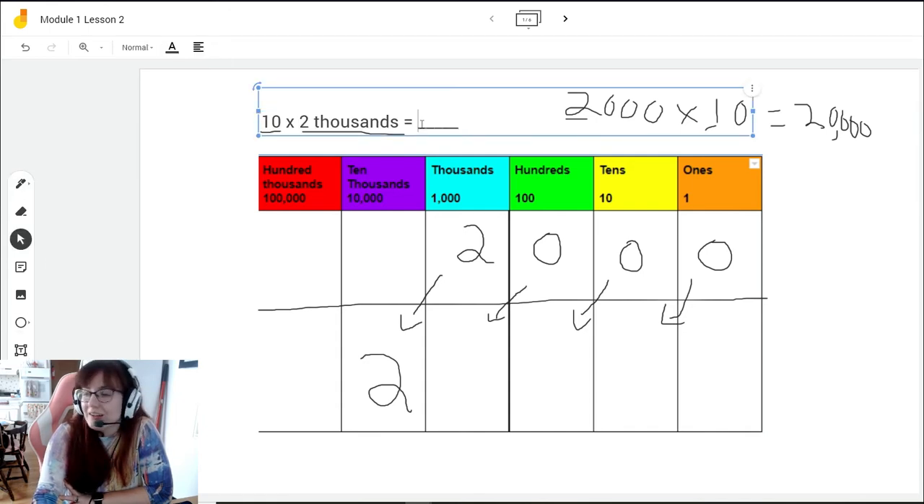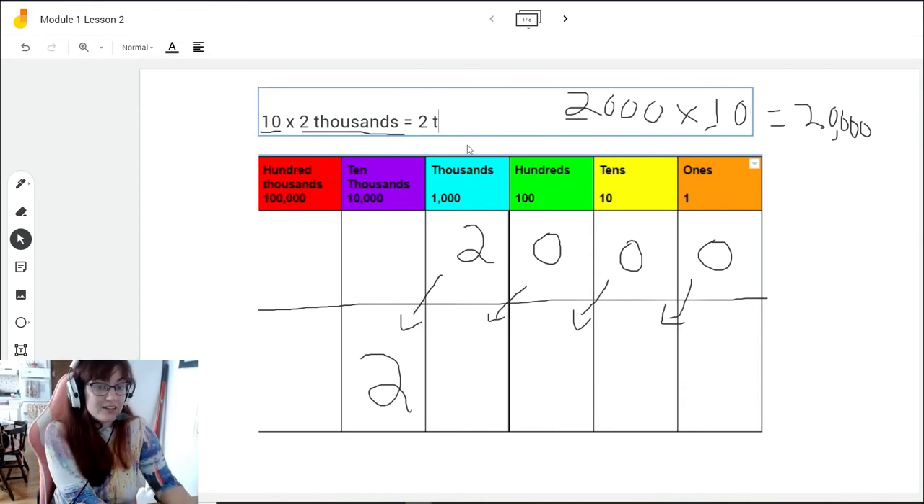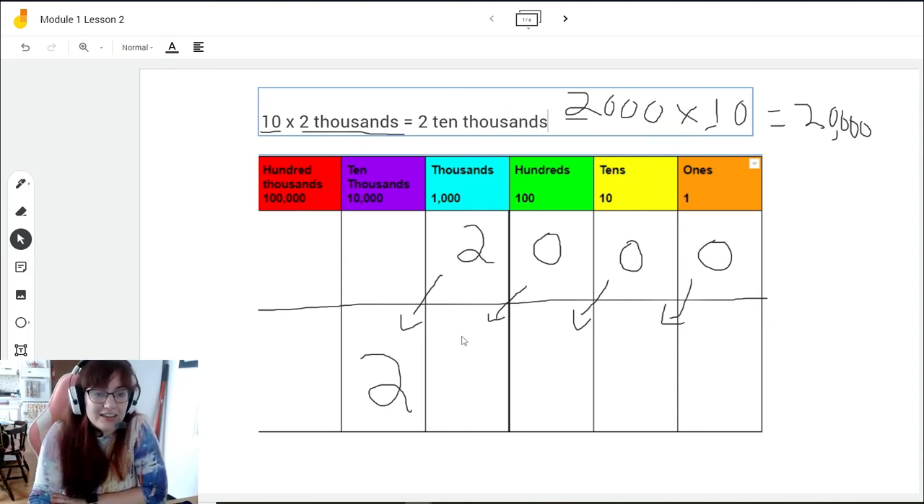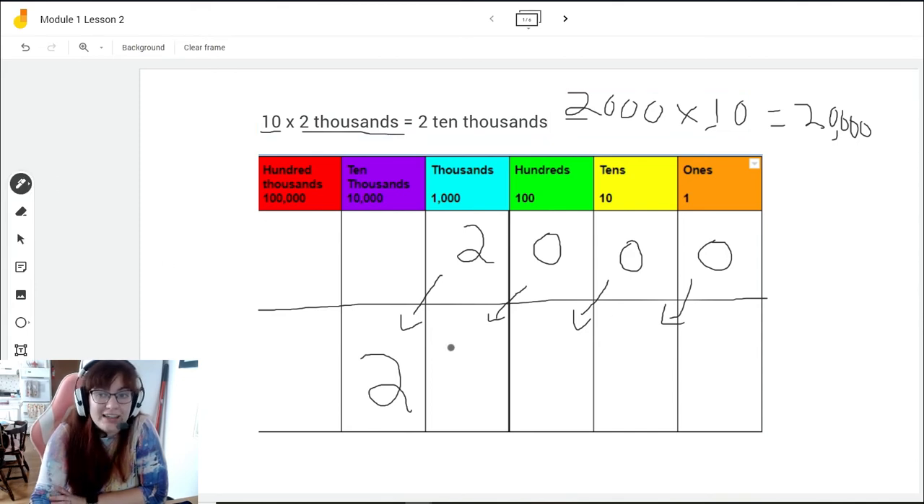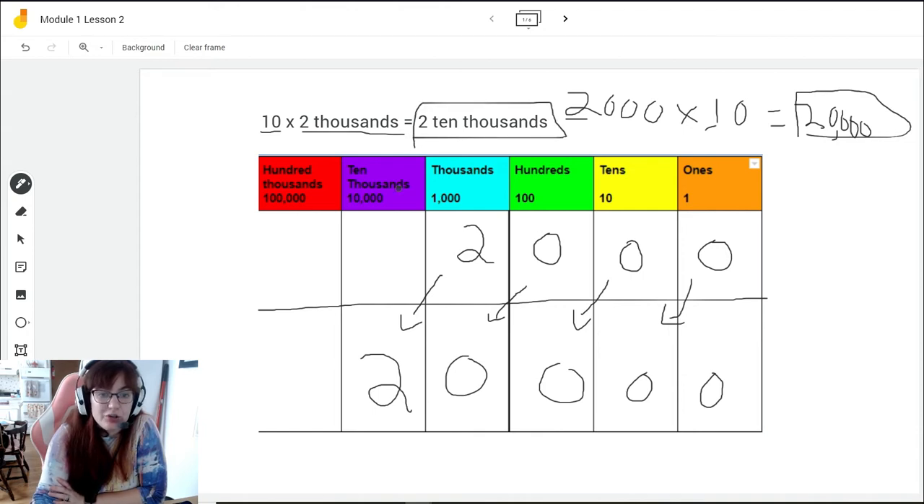Your answer would then be 2 10,000s. And normally you could write out your answer like this, but I also want to see how you answer the questions with the place value charts. So when we shifted 2,000s over to the left because we're multiplying by 10, our final answer came out to 20,000, which looks like this in standard form or like this in unit form.